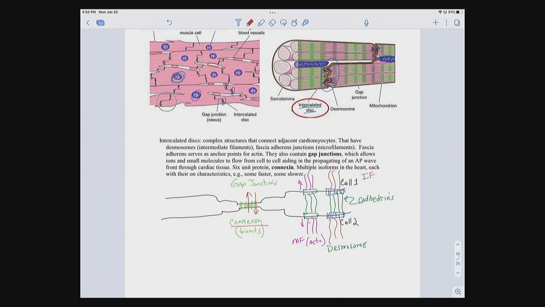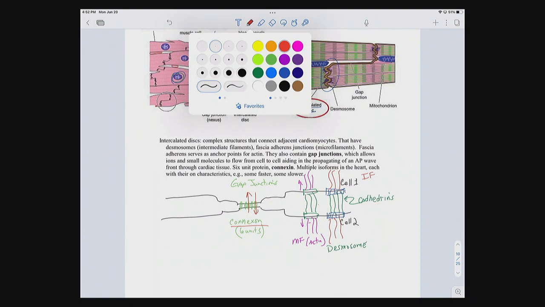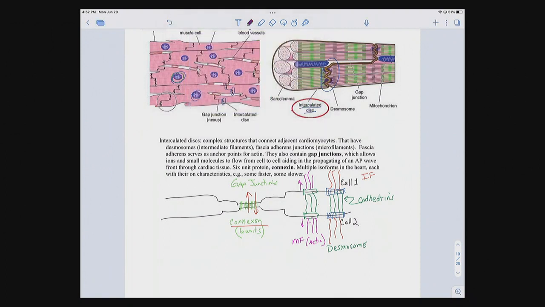So those are the main players here, and I've left this other one open because I'm going to come back to it later. But this little area here, the widened area right next to the gap junction, is called the perinexus.